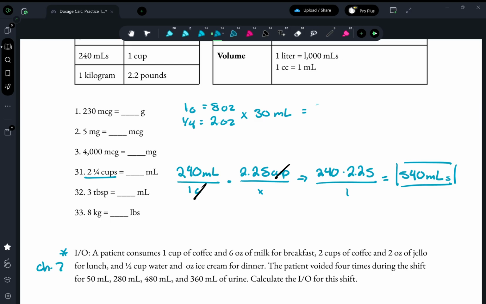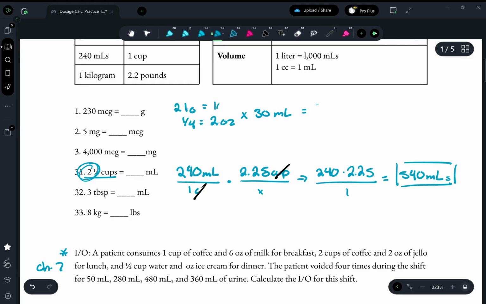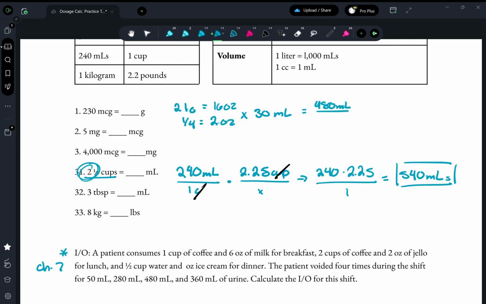Oh, duh, because it's 2 cups, not 1. So our 2 cups is actually going to be 16 ounces. There we go. 16 ounces, 2 ounces times 30 mils, so that's going to be 480. Oops, we're not dividing. 480, and then 60 mils, and then you add those together, and you get your 540 mils.